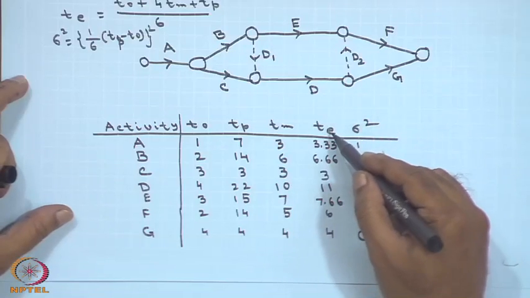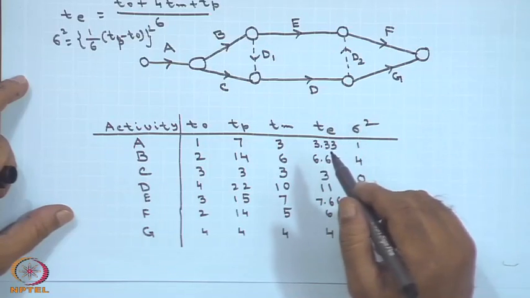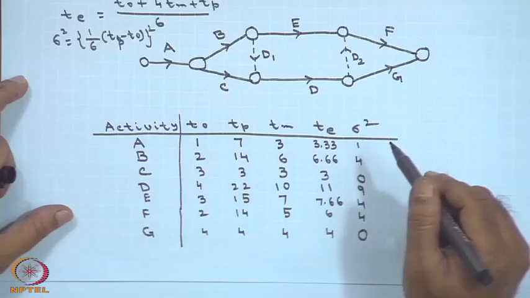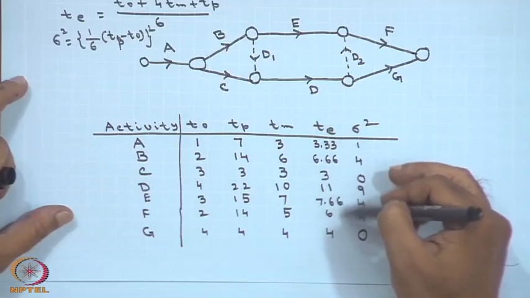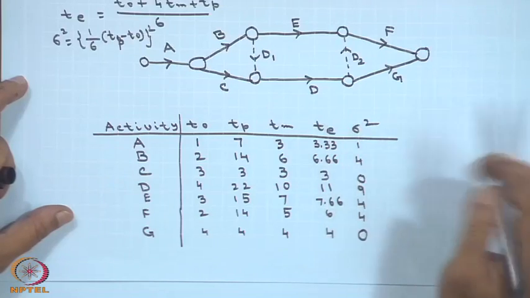Once I have calculated this Te and sigma square, from this Te I will calculate the earliest completion time and the latest completion time using the forward and backward pass formulas, whatever we have done for CPM. Please note that you have three times, Tp, To and Tm: the most likely time, optimistic time and pessimistic time. Using these, you calculate the expected time Te and the standard deviation.